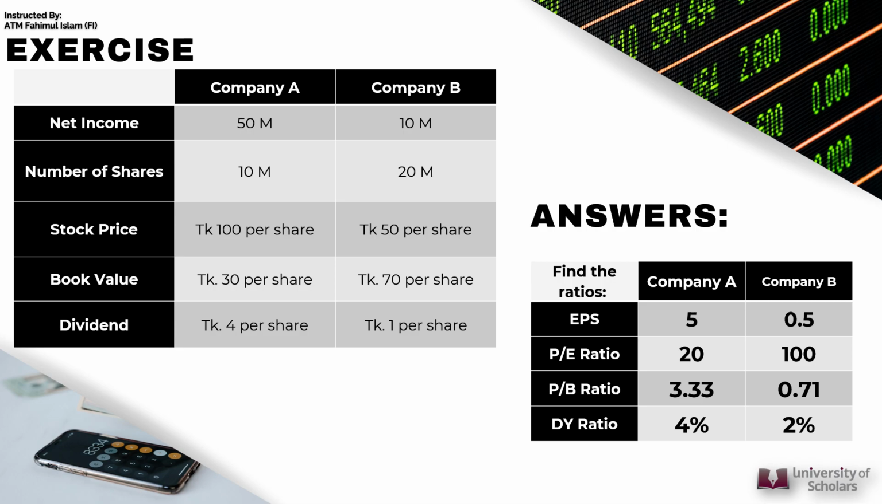Dividend yield, we can see 4% and 2%, which indicates that company A pays its shareholders 4% of the current stock price as dividends annually, but company B is only paying 2% annually. So that's the explanation, or interpretation, of our ratios.